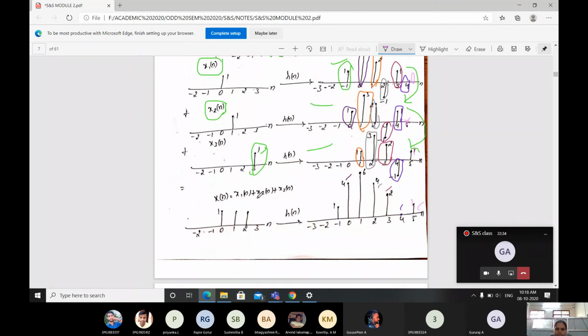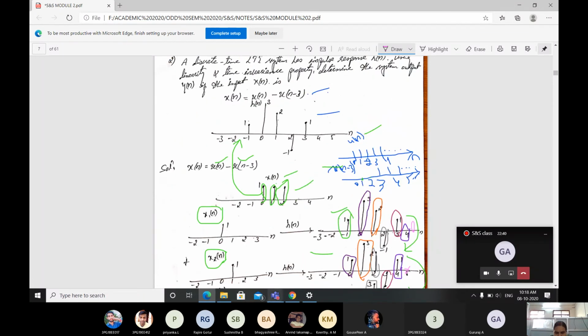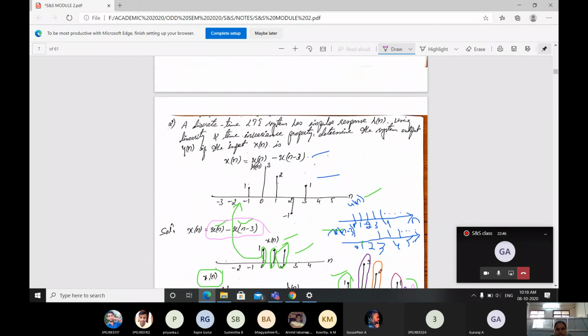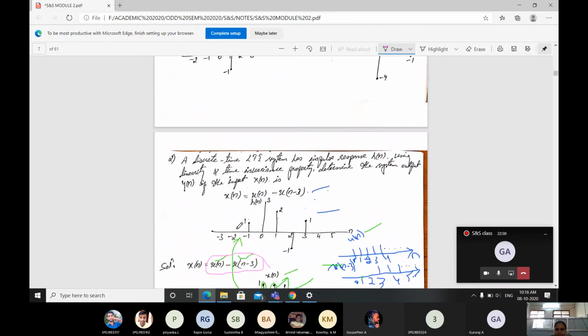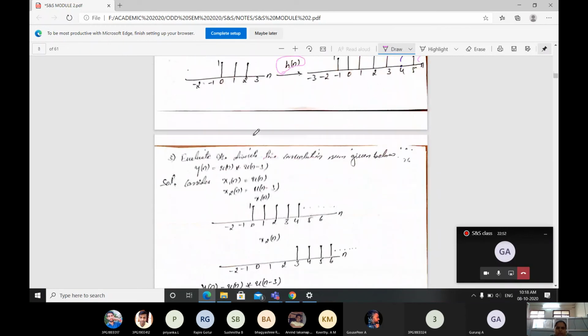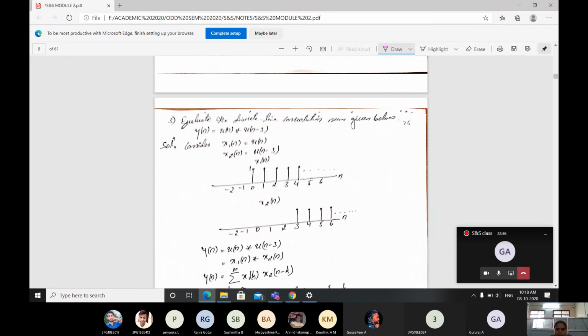Okay, this is how we are going to find the impulse response h of n, based on our basic samples, that is our step function, and also by representing with the delta function. Okay, this is one problem. Then we are going for the next problem, that is, evaluate the discrete time signal.